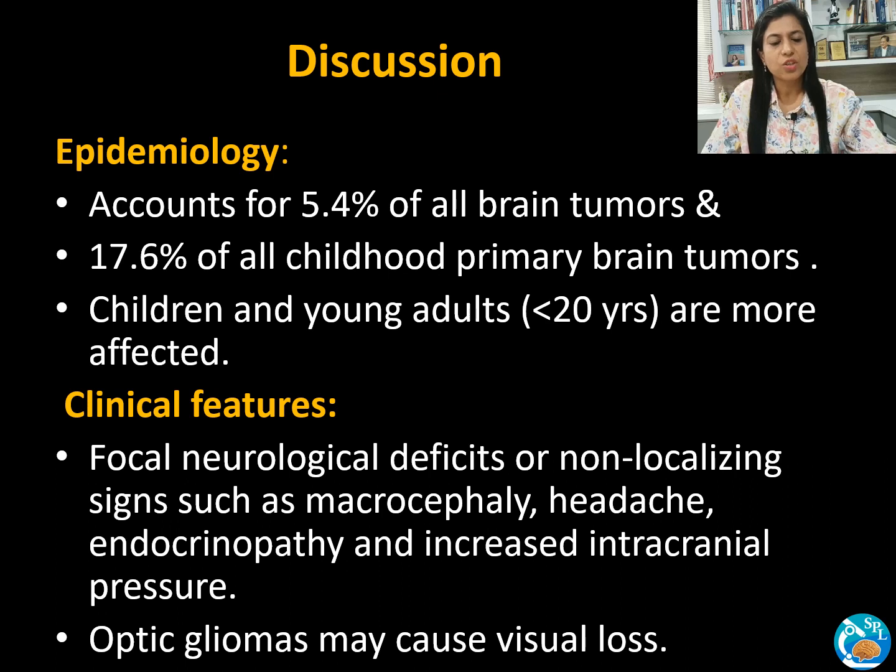Pilocytic astrocytomas commonly affect children and young adults below 20 years of age. These account for 5.4% of all brain tumors and about 17.6% of all childhood primary brain tumors. Clinical features: focal neurological deficits or non-localizing signs such as macrocephaly, headache, endocrinopathy, and raised ICT. Optic gliomas may cause visual loss.